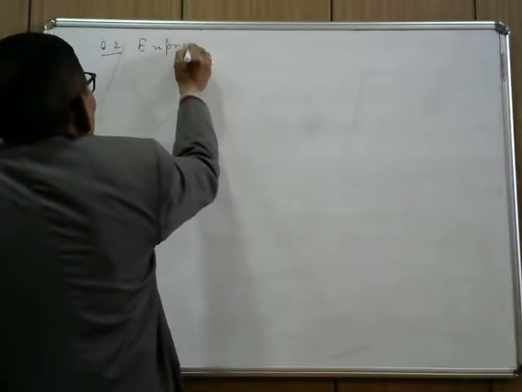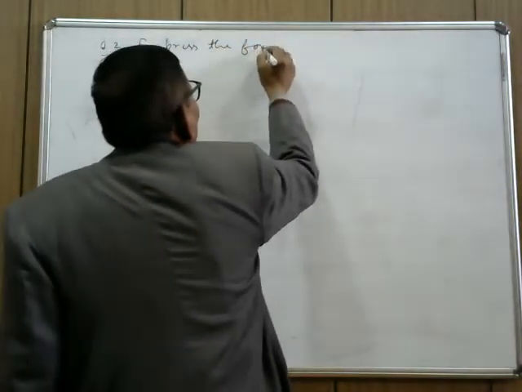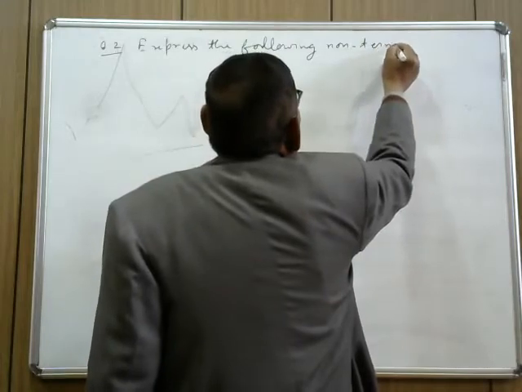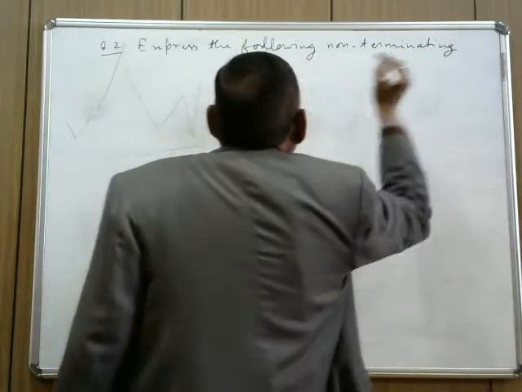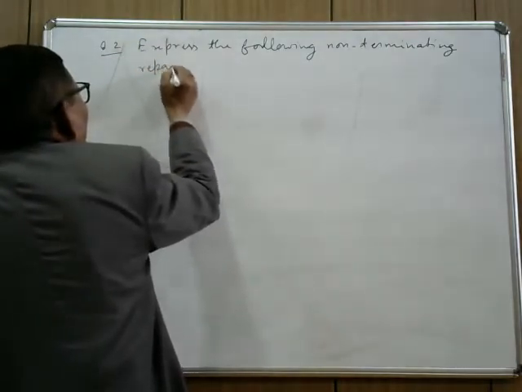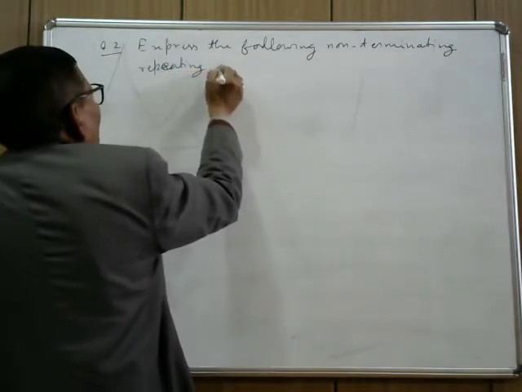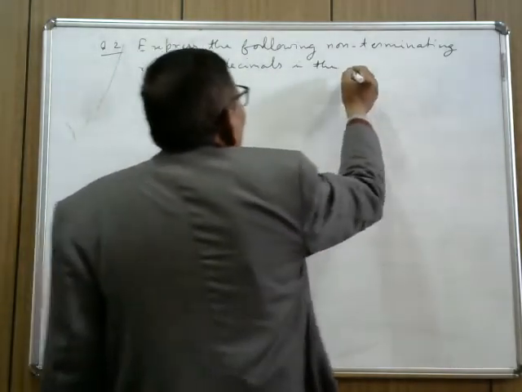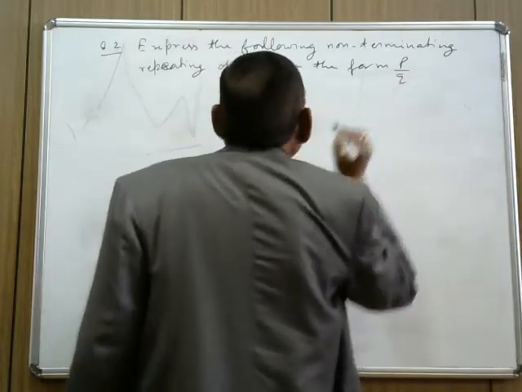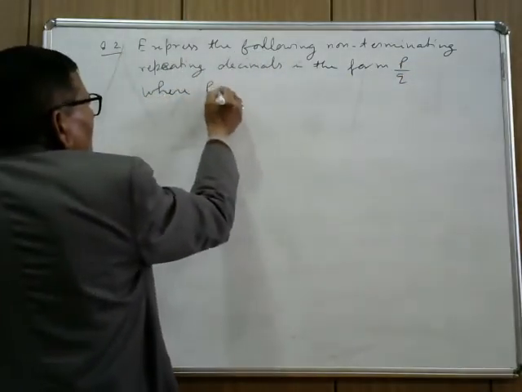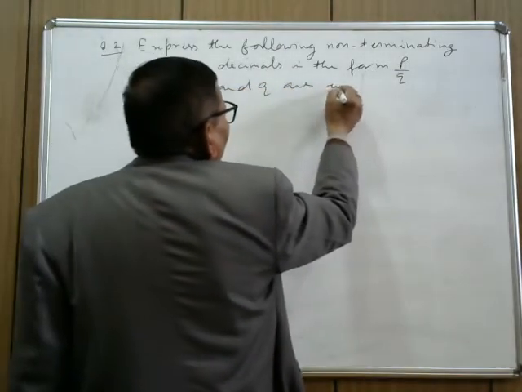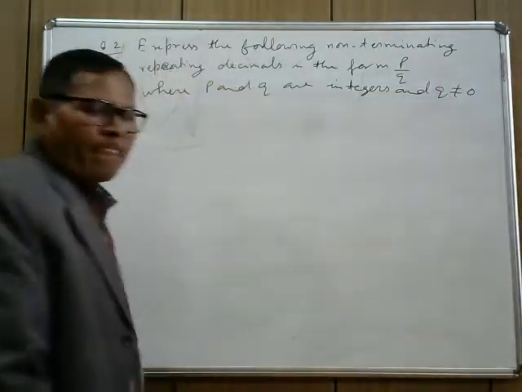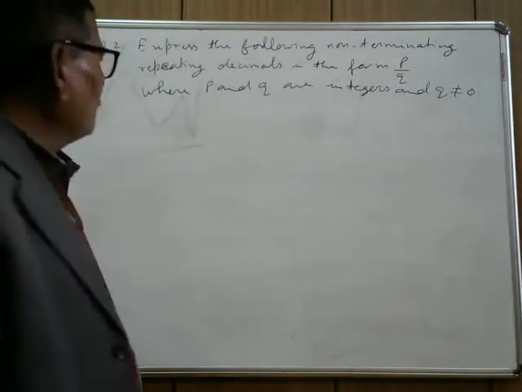Express the following non-terminating repeating decimals in the form p upon q, where p and q are integers and q is not equal to 0. Number 1, 0.4 bar.